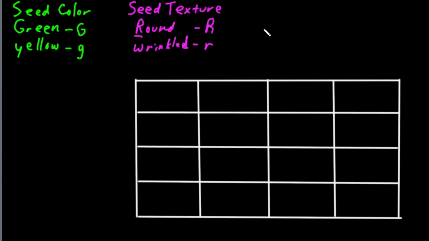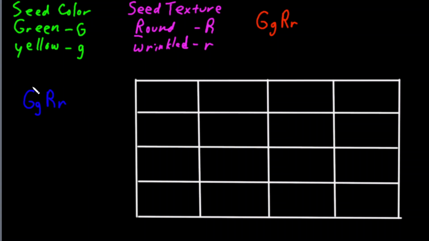It says, predict the results of a cross between 2 plants heterozygous for both seed color and seed shape. Okay, heterozygous for both. So there's heterozygous for seed color, there's heterozygous for seed shape, and so there is one parent. I'm going to write my other parent over here again, heterozygous for seed color, heterozygous for seed shape, and those are the 2 that I will be crossing.